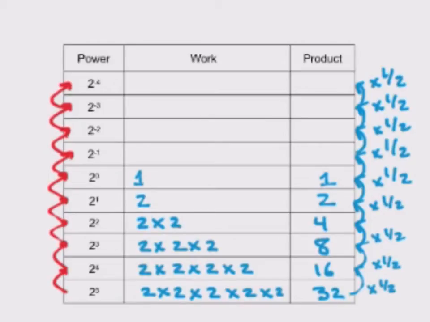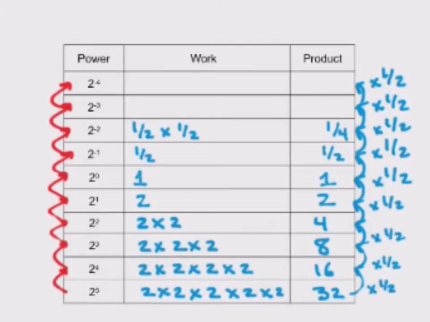Very interesting. Alright, now we're going to make our way to the negative powers. 2 to the negative first power, all we need to do is multiply 1 by a half, and we get 1/2. 2 to the negative second power, we multiply a half by a half, and we get 1/4.